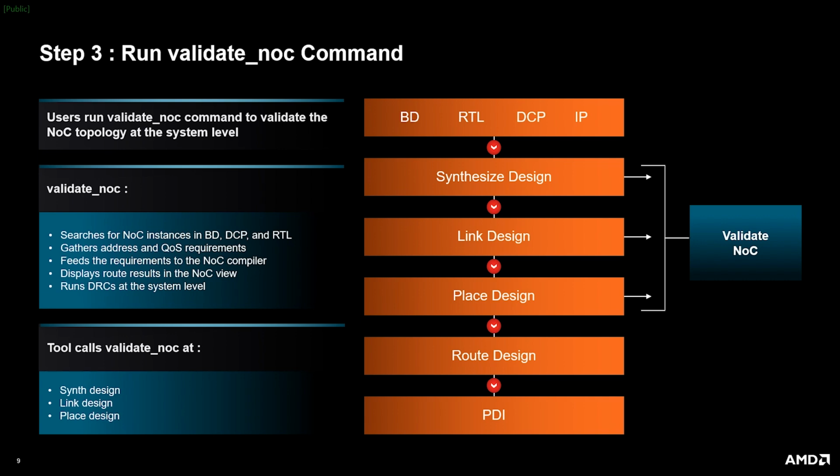We've created a new validate NOC command that can be run explicitly by the user. This command will find all NOC instances across any design source, including BDs, RTL, DCPs, or even EDIF sources. It understands the connections between NOC instances and QoS requirements regardless of whether they originate from a BD canvas or an XDC file. The command also executes design rule checks to ensure that the design is fully connected with no dangling NOC instances. Finally, it invokes the NOC compiler and displays the result in the NOC view.